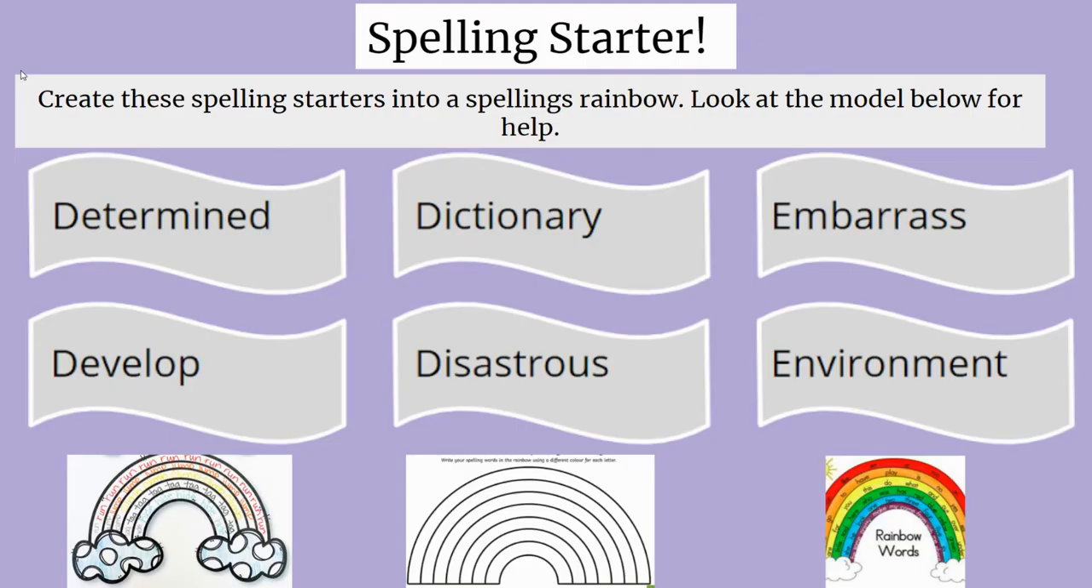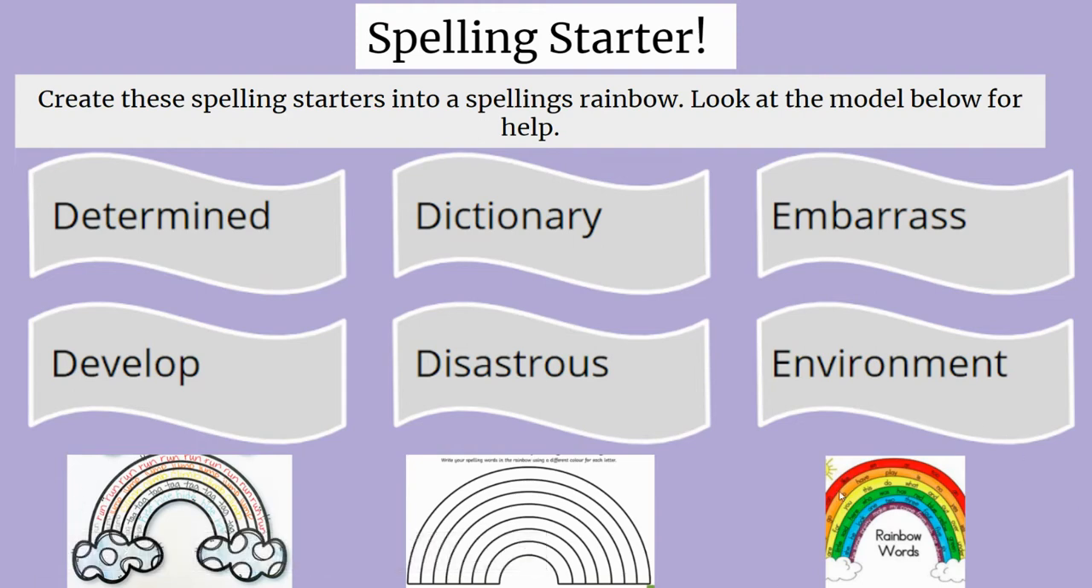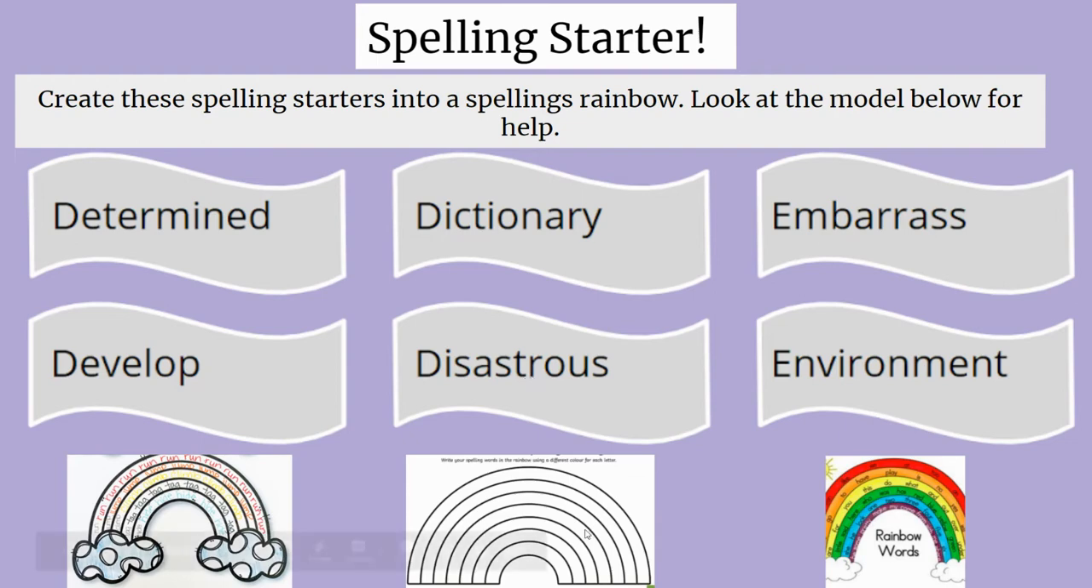So, as always, we start with our spelling starter, and today we'd like you to use these spellings to create a spelling rainbow. That is where, ladies and gentlemen, you draw a rainbow and you just practice writing them out, maybe in different colours, maybe a beautiful design. Please don't forget to upload this to Class Dojo when you're finished to your English section, as well as the rest of your writing today. So it says, look at the models below for some help.